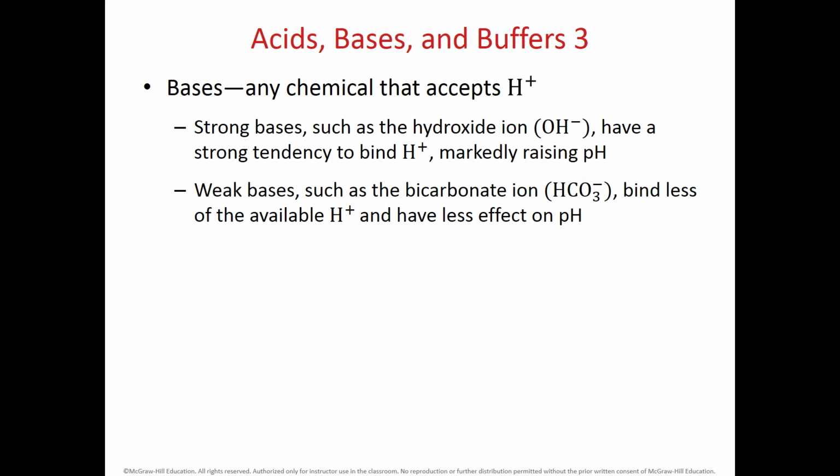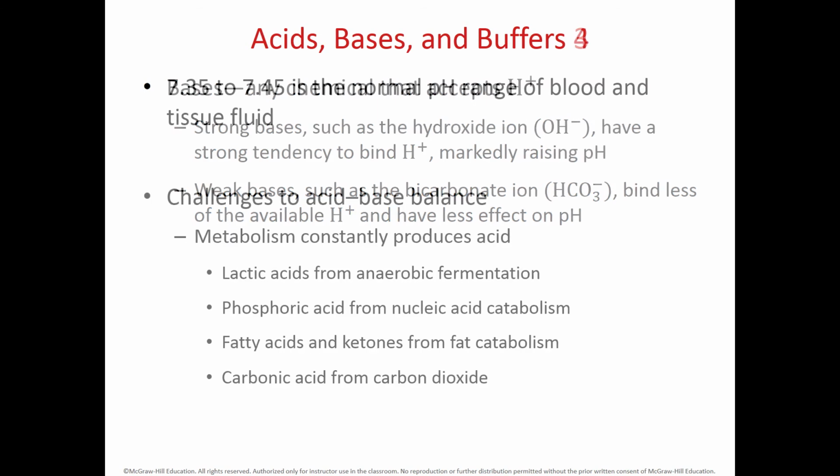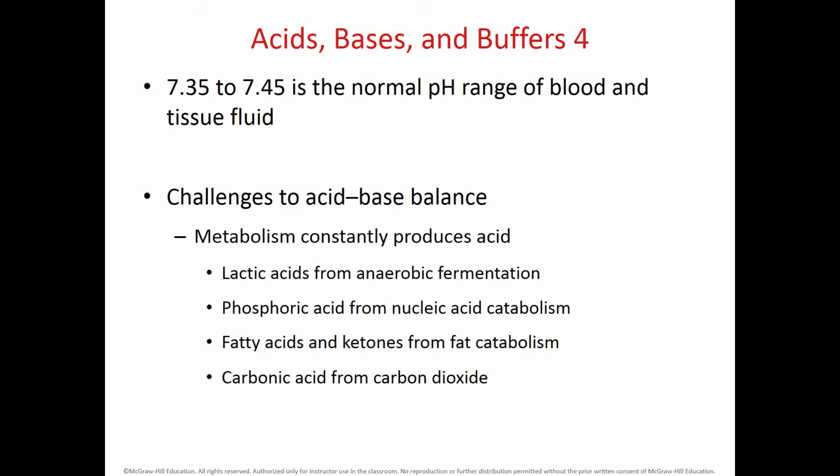An example of a strong base will be hydroxide ions. A weak base will accept hydrogen ions but less avidly than a strong base. And also it will have an effect on pH, so it will increase the pH or lower the concentration of hydrogen ions because it is accepting these hydrogen ions, but it will do so at a lower rate than a strong base. An example of a weak base is bicarbonate ions, or HCO3 minus.